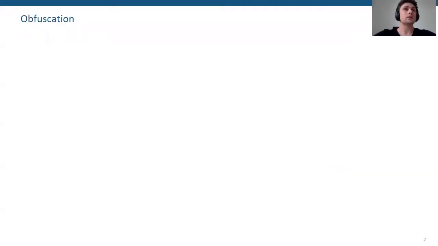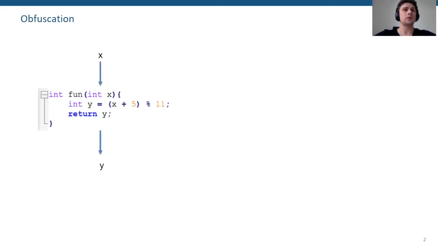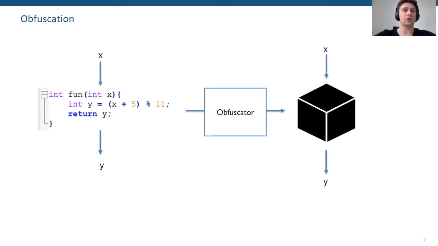So let me start by recalling what is program obfuscation. Suppose we have a C++ program that takes as input some X and outputs a Y. And then we have a program called the obfuscator, which is going to take the source program and output the obfuscation. One crucial thing that we require from the obfuscated program is that it preserves functionality. This means that on every input, the output should be the same as in the source program. Another thing that we require is that the obfuscated program is only polynomially slower than the source program.